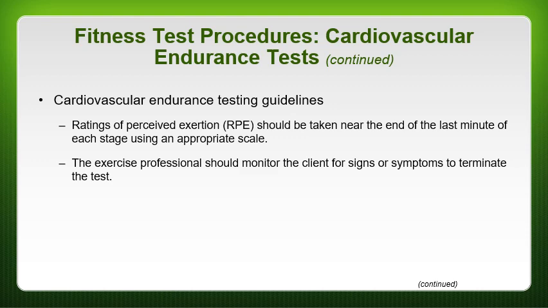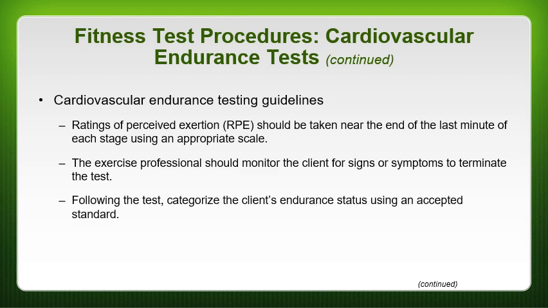So again, just some other examples, playing off the examples I gave earlier. If they attain approximately 70% of their heart rate reserve, or 85% of their age-predicted max heart rate, that could be a sign to clinically terminate it. If the client fails to conform to the exercise protocol, if they request to stop the test, or any emergency situation, or any of the symptoms we talked about earlier, you would want to stop your testing. And following the test, categorize the client's endurance status utilizing an appropriate standard.